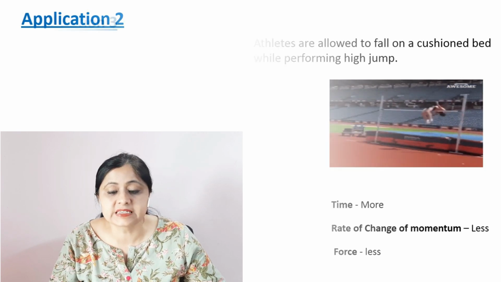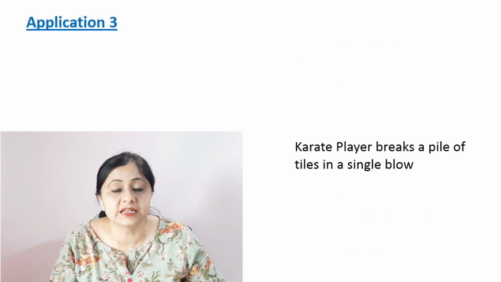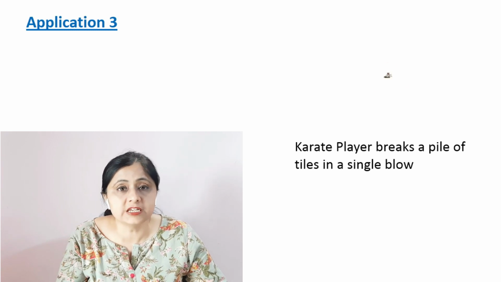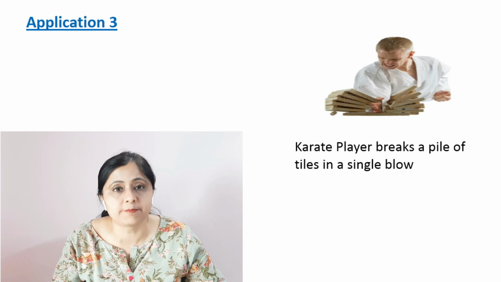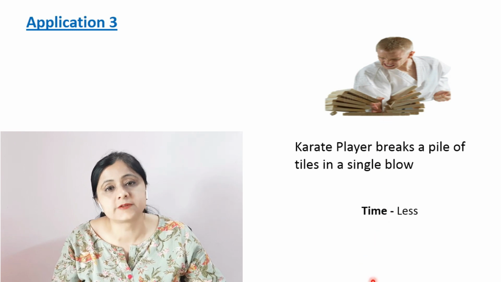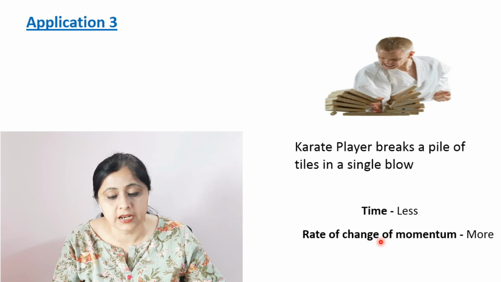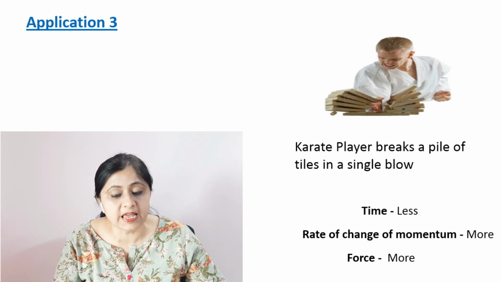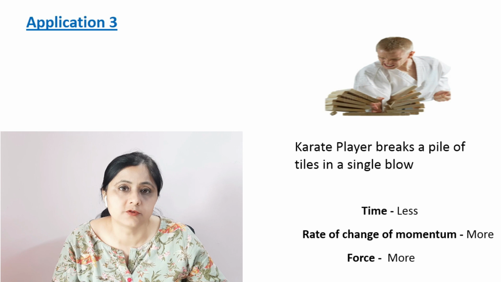Third example: a karate player breaks a pile of tiles in a single blow. So what does a person do when he breaks a pile of tiles in a single blow? He moves his hands very fast. So when he is moving his hands very fast, what is happening here? The time is less. When the time is less, rate of change of momentum will be more, and the force applied by the person will also be more, because he wants to apply more force to break the tiles. That's why he moves his hands very fast, due to which rate of change of momentum will be more and the force will also be more.